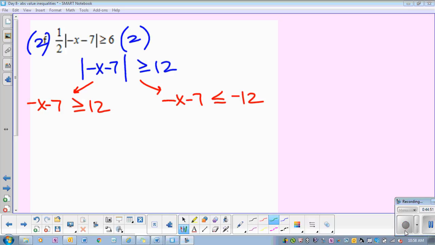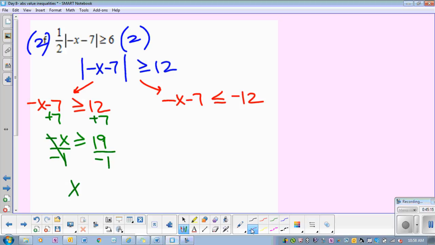And then we have to solve. Add the 7. So we have negative x is greater than or equal to 19. Can I leave this as a negative x? No. What do I need to do? Dividing by a what? Negative 1. Oh no, when you divide by negative, what happens? You need to flip the sign. Right?